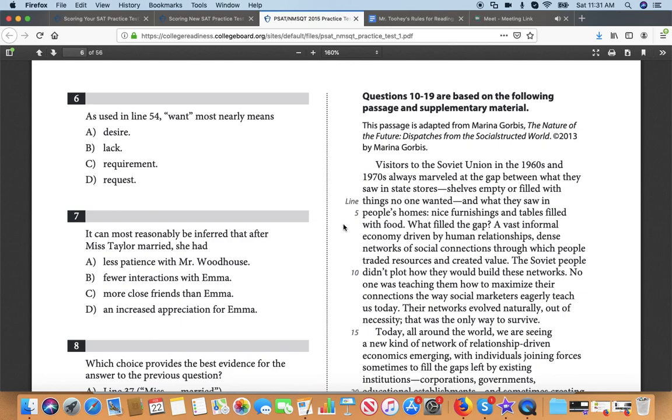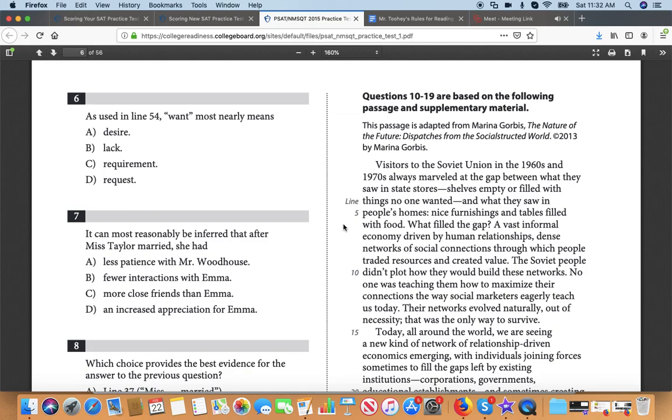This passage is adapted from Marina Gorby's The Nature of the Future, Dispatches from the Social Structured World. So that word social structured is kind of funky. It's kind of a made-up word that she is going to define later in the passage. If you want to look it up and try to find a definition, that's fine. Don't worry about that right now. You can do that later. But again, she's going to define it later in the passage for us. Go ahead and start reading that first paragraph, please.